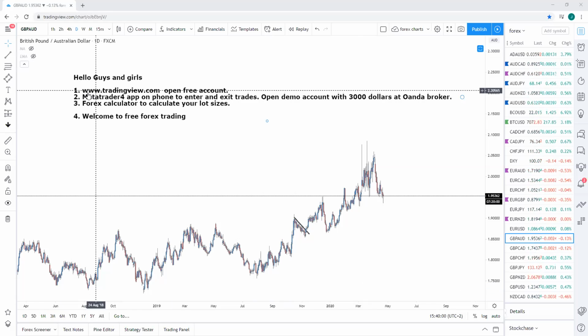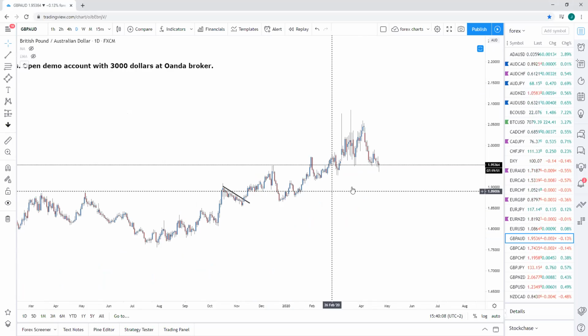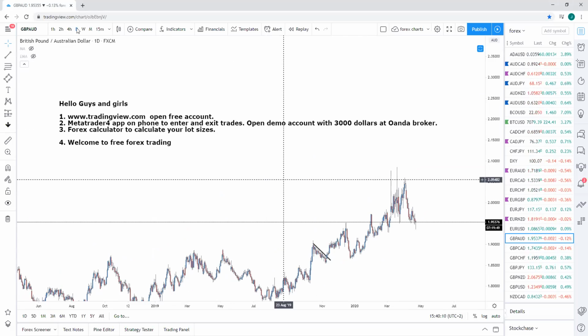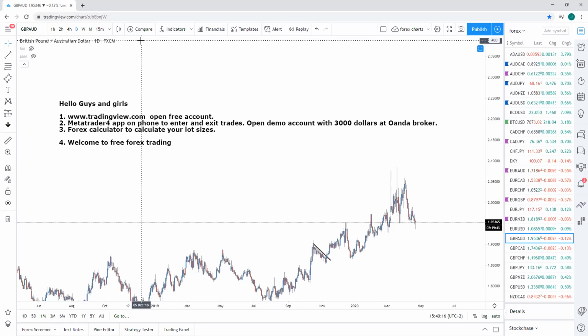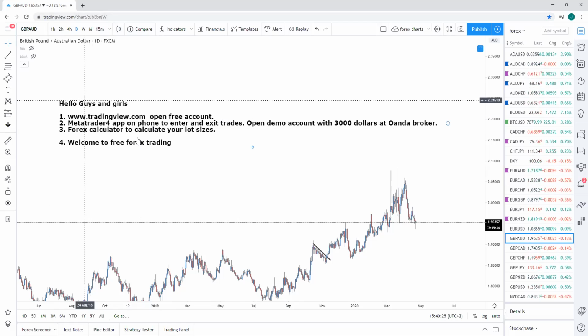On the screen, as you can see, is www.tradingview.com, where you can see the market, where all the candlesticks are and things like that. Here on the top left, you can see tradingview.com. If you go to www.tradingview.com, you can open a free account. Just put in your information there and then save it.